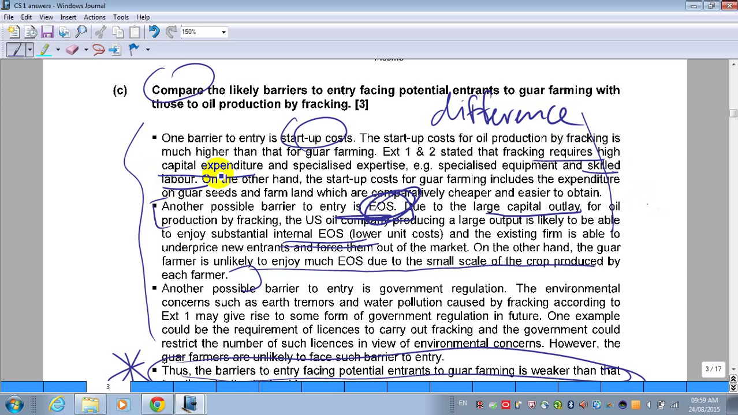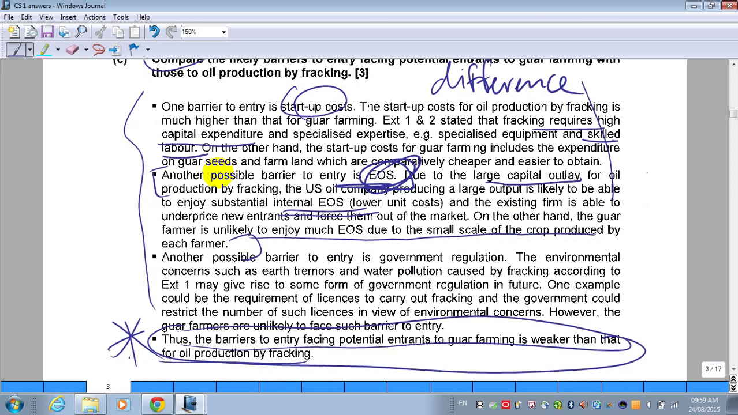I think, boys and girls, you focus on answering the question: why are the barriers to entry different? Definitely one is higher than the other. I thought that is the key point. Okay, and you give examples, you refer to the extract.